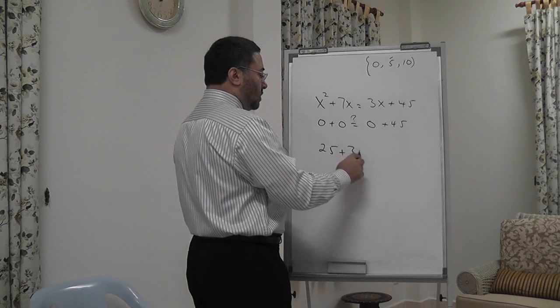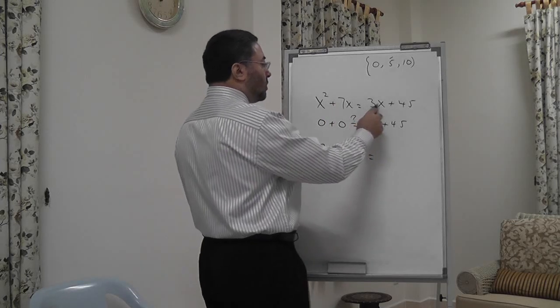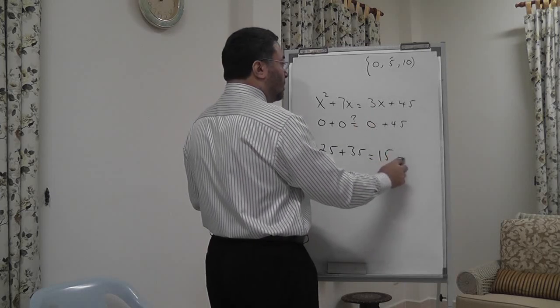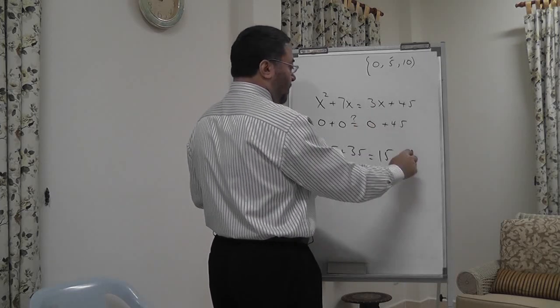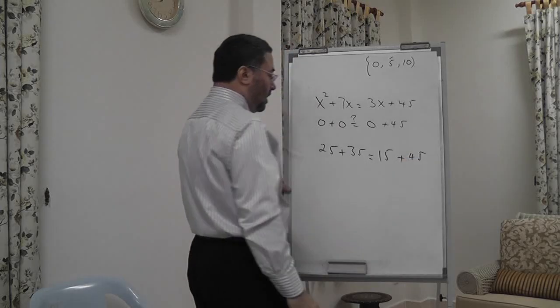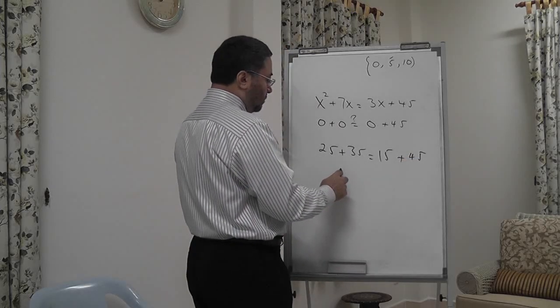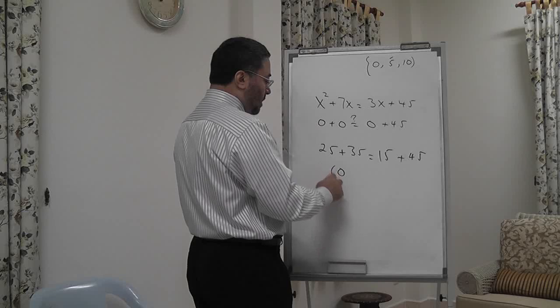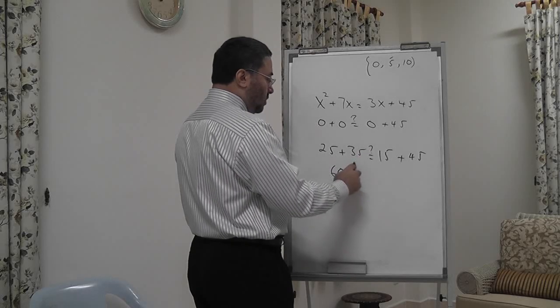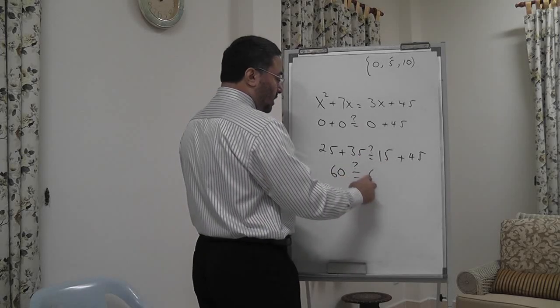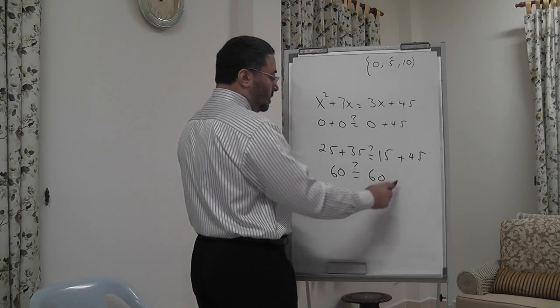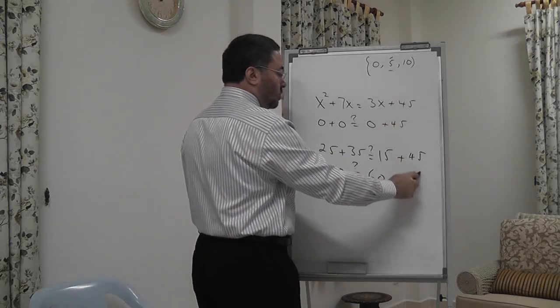7 times 5, that's 35, is equal to 3 times 5, that's 15, plus 45. And we add, so that will be 60. Is it equal, again, to 60? And the answer is yes. So this is a solution.